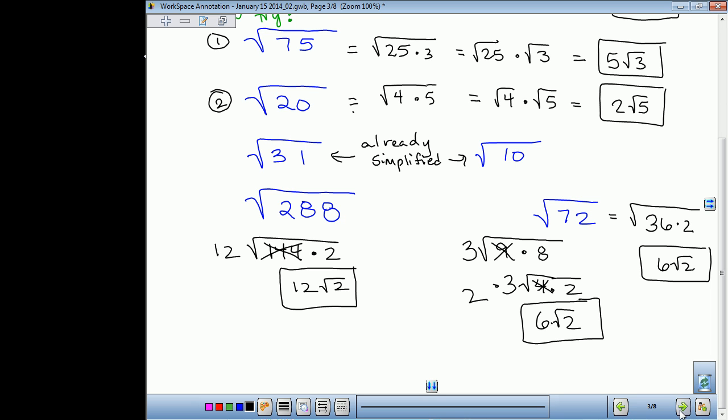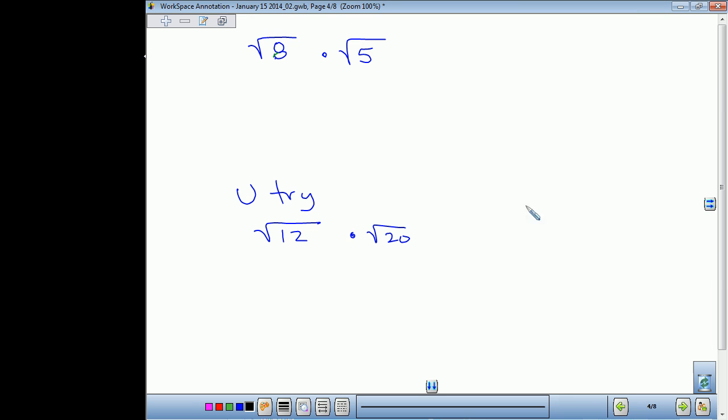Let's do some math. Okay. Now, the square root of 8 times the square root of 5. I'm going to show you two methods. Because it's multiplication, you always multiply anything under a radical with anything under the same radical. Well, these are both square roots. I can multiply a cubed root with a cubed root, or a fourth root with a fourth root. These just happen to be square roots.